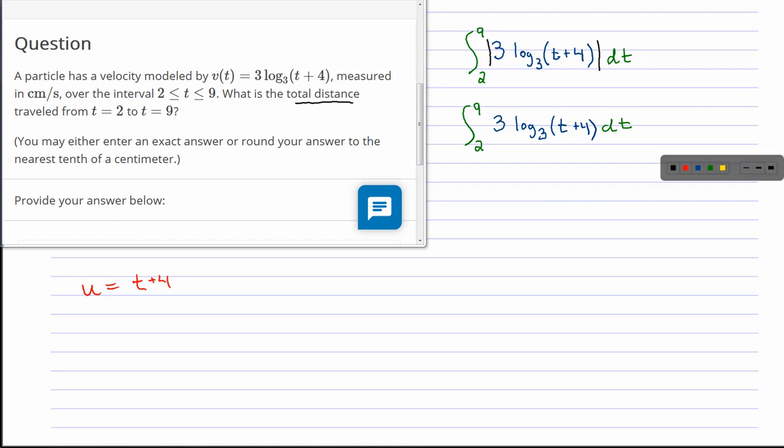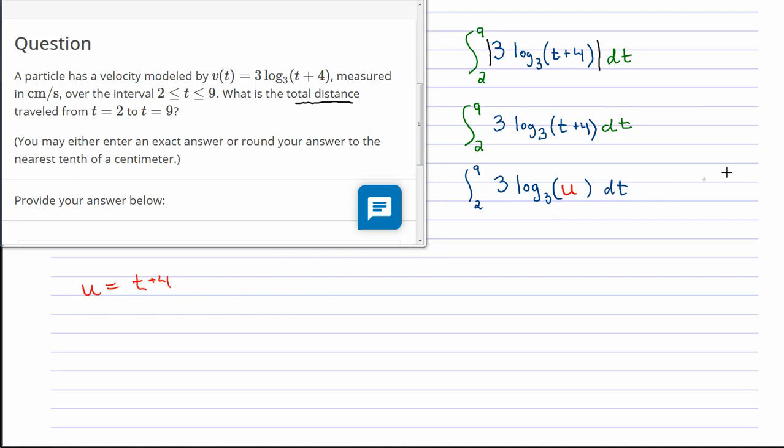And so then my integral is going to turn into the integral from 2 to 9 of 3 times log base 3 of u dt. So that t plus 4 turned into a u. And now this is not a good thing because it has u's and t's mixed together. I only like to have one variable.